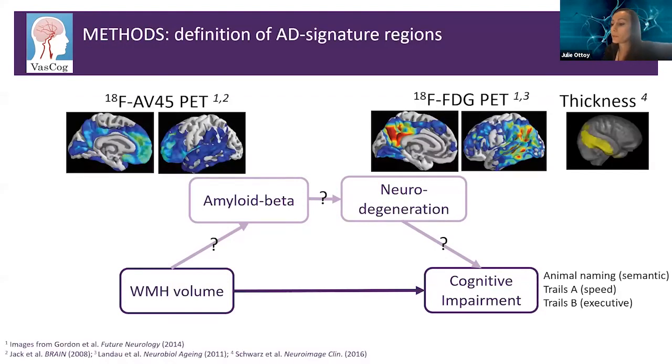So for the methods, we used amyloid PET, FDG PET, and cortical thickness in AD signature regions as displayed here on the images with the corresponding references to the papers. And for the cognitive impairment outcome, we assessed semantic fluency based on animal naming, processing speed based on the TRAILS-A test, and executive function based on the TRAILS-B test. Next, please.